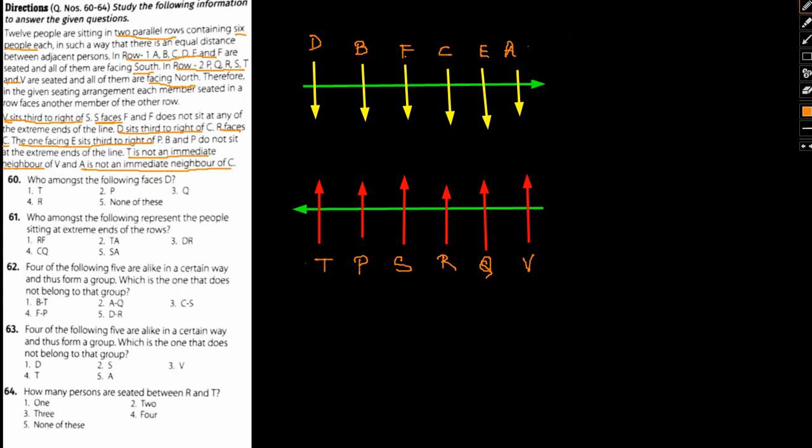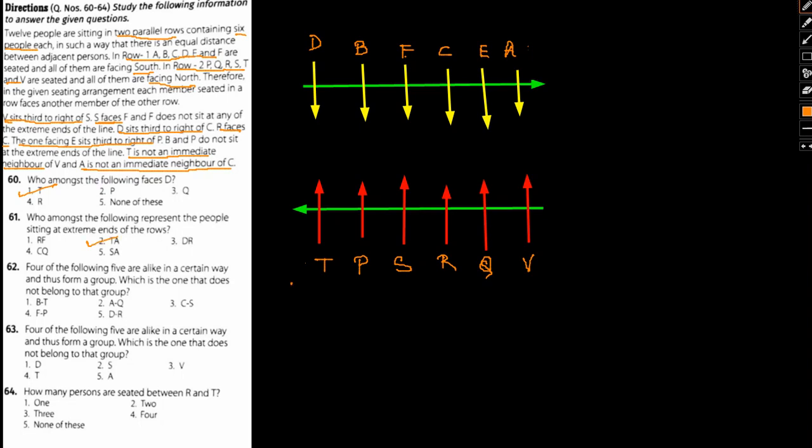Now let's take a look. Who amongst the following faces D? T faces D. Who amongst the following represents the people sitting at the extreme ends of the row? D and A, T and V? Who represents people sitting at the extreme ends of the row? RF, no. TA. Yes, T and A basically represents the people sitting at the extreme ends.